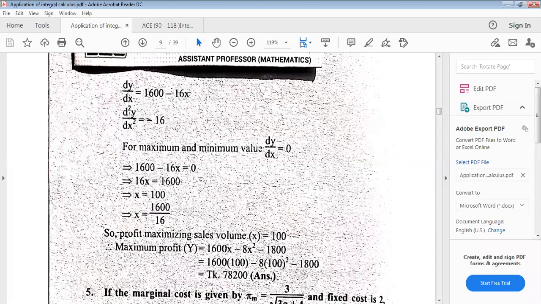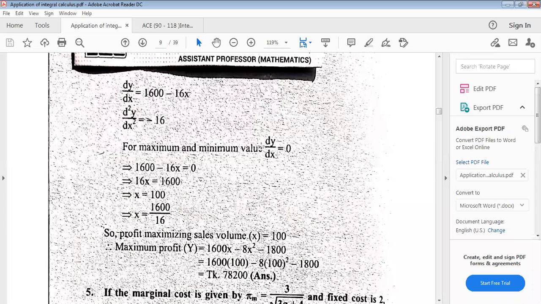Again, the double differentiation, the second derivative d²y/dx², what will it be? The derivative of the constant is 0, and the derivative of x is 1. So we get 16. Is 16 positive? So is profit maximum or minimum? Actually, this is minus 16. Is minus 16 positive or negative? Negative. So profit is maximum.